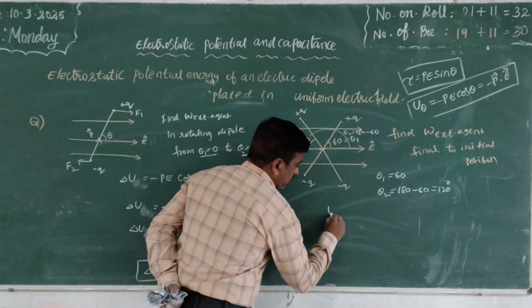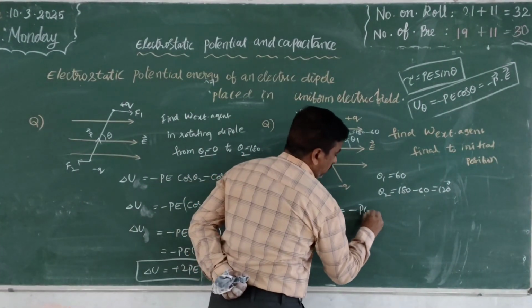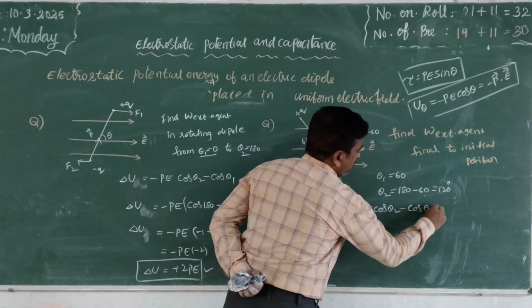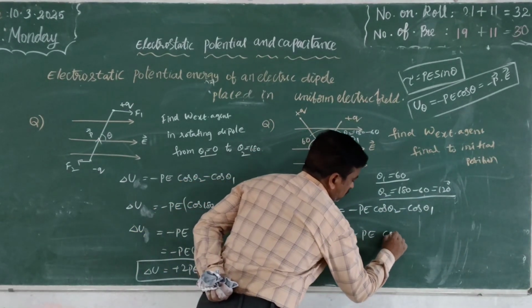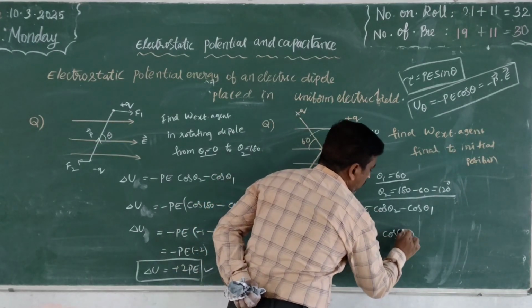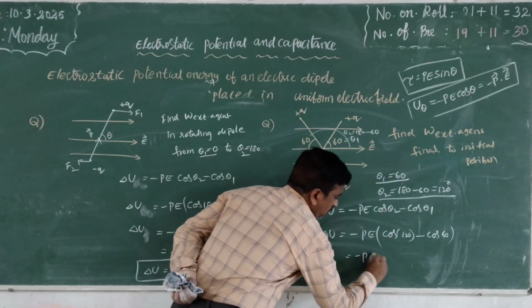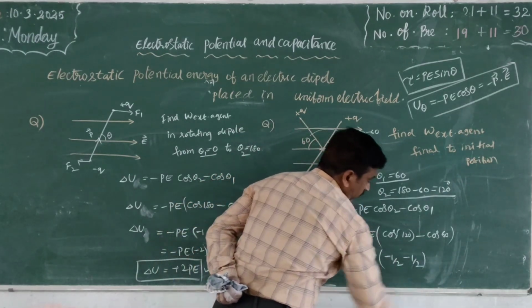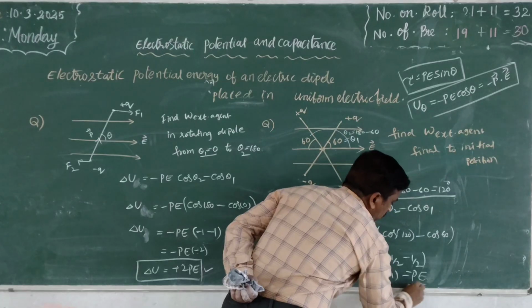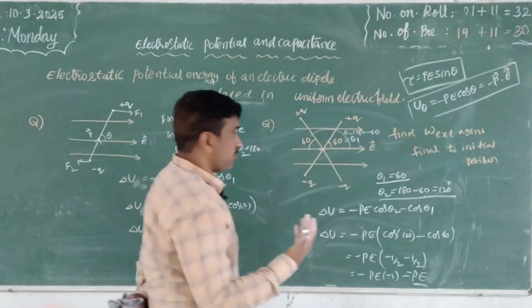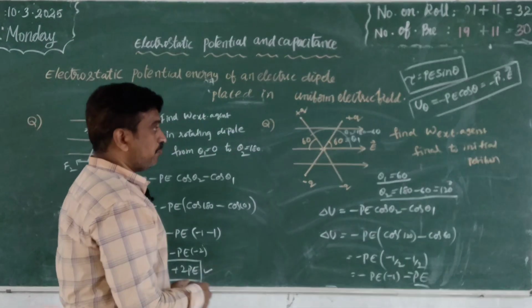Here the work done by the external agent will be stored in the form of electrostatic potential energy, that is delta U equal to minus pE (cos theta 2 minus cos theta 1). Here theta 1 is 60, theta 2 is 120. Substituting, delta U equals minus pE (cos 120 minus cos 60). Cos 120 is minus 1 by 2, cos 60 is 1 by 2, so minus 1 by 2 minus 1 by 2 is minus 1, and minus into minus gives plus. What is the potential energy stored in the electric dipole when it is rotating from 60 to 120 degrees? It is pE. It is the second problem.